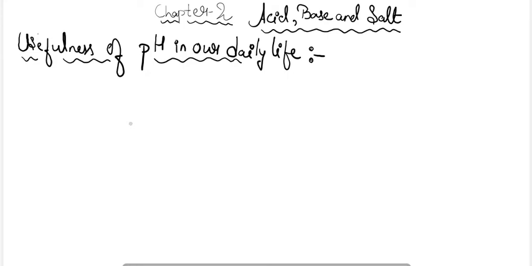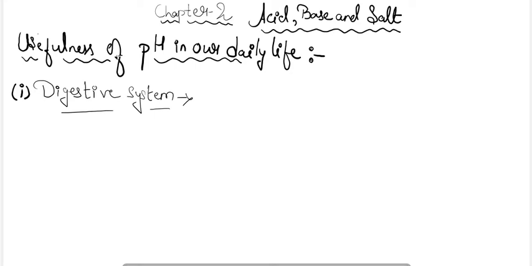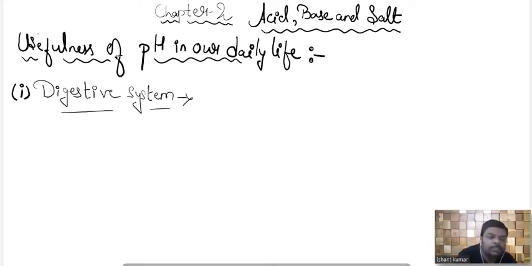How is the pH scale useful in our daily life, and where can we use the pH scale in our daily life? The first example which I am going to use for the usefulness of pH in our daily life is our digestive system. How is pH useful to us in our digestive system? Let's talk about this. How is pH important for our digestive system, or how can the usefulness of pH be seen in our digestive system?